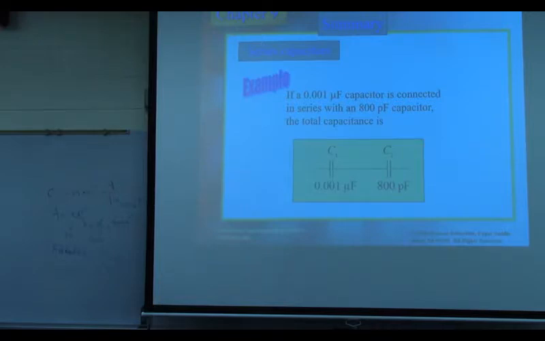It's 1 over C1 plus 1 over C2. This is 2, so it's easier to just use the product over the sum, right? Everybody try this. Here we try it together. This time you have a test, you have homework, you try it by yourself. Is it 4, 4, 4? Let's see. I agree with you. It is smaller than the smallest one, right? 4, 4, 4 pico.